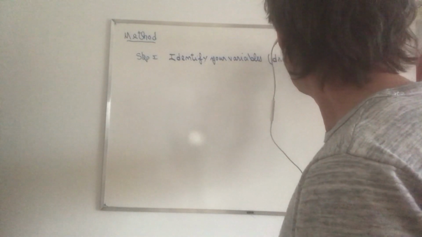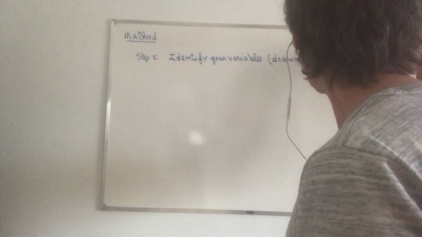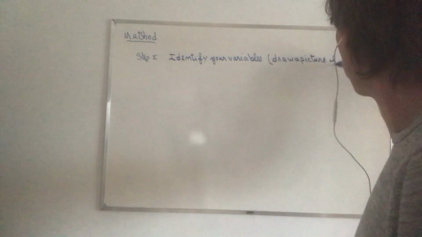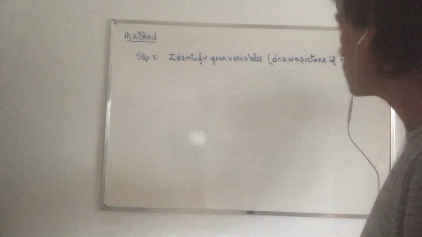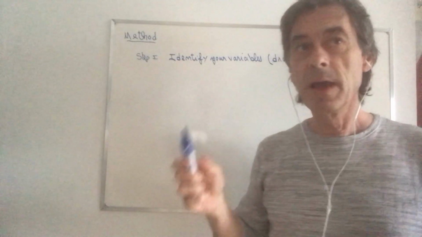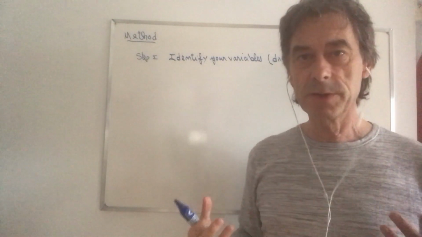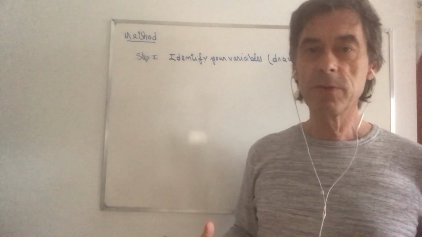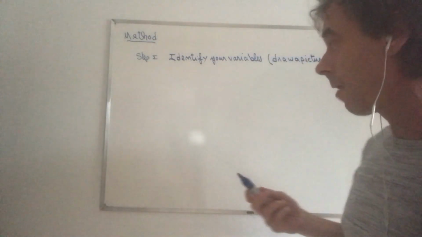Also, here, if it's useful, draw a picture if needed. So some problems require you to have some sort of visualization of what's going to happen. Drawing a picture helps you figure out what it is that you want and where the variables go. Not all problems will require a picture, but many of them will.